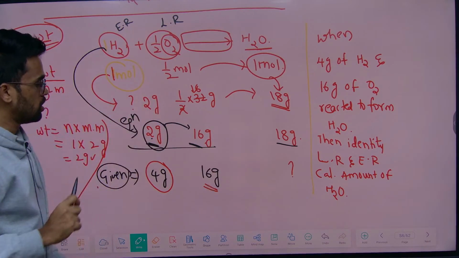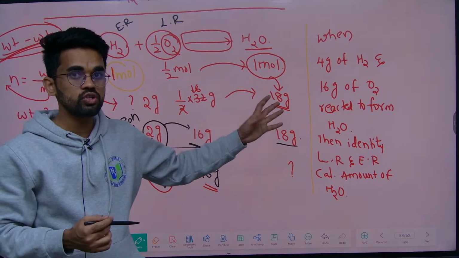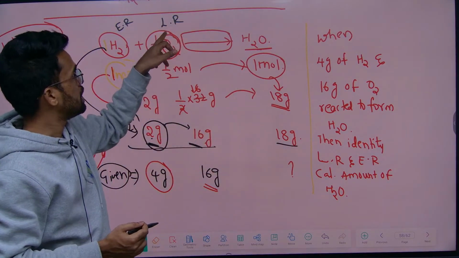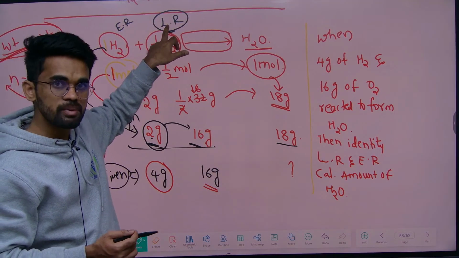Now what I told you, the amount of compound formed should be calculated with the lesser quantity substance, which is the limiting reagent.